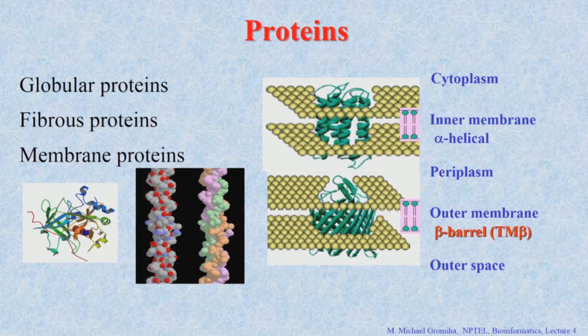Nails, tendons and the hair and so on, right. It is mainly important in the structural role. The other type of proteins are called membrane proteins, right. Membrane proteins are proteins embedded in the lipid environment in the membrane region.